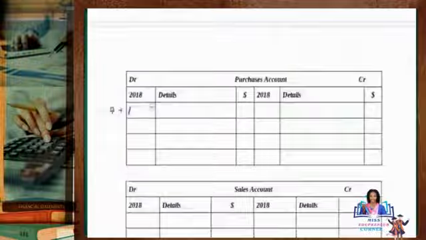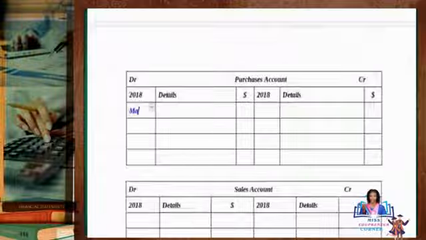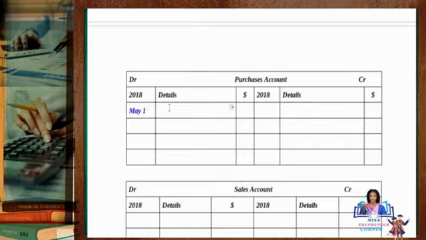So we come to the debit side of the purchases account and we record the date. That's May 1. The details would be the name of the other account in the very same transaction that is being affected. Hence we would have D Small and the amount, which is $680.